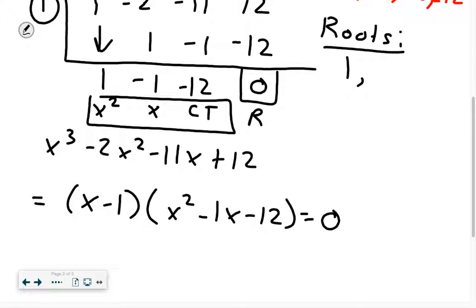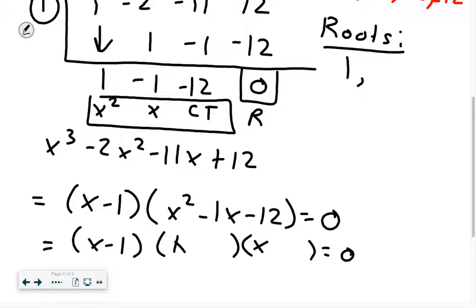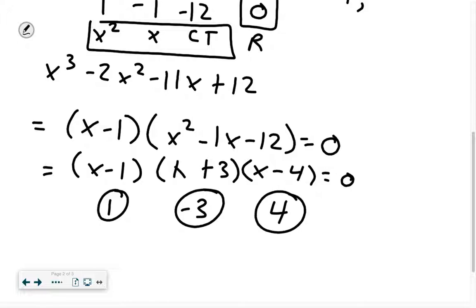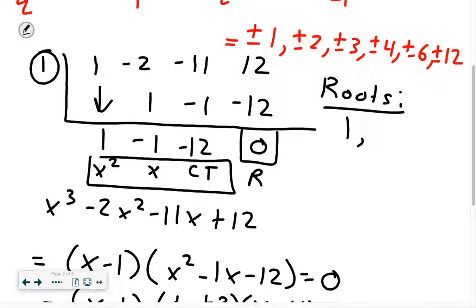And now if this was a really nice problem, we already know 1 exists. Maybe this thing could factor for us, so we don't have to do the guess and check method anymore with synthetic division. But instead, see if it factors. x, factors of 12. Well, 4 and 3. We want that 4 to be negative, 3 to be positive, to get a product of -12, but a sum of -1. And lo and behold, 1, -3, and 4. So there are our roots.